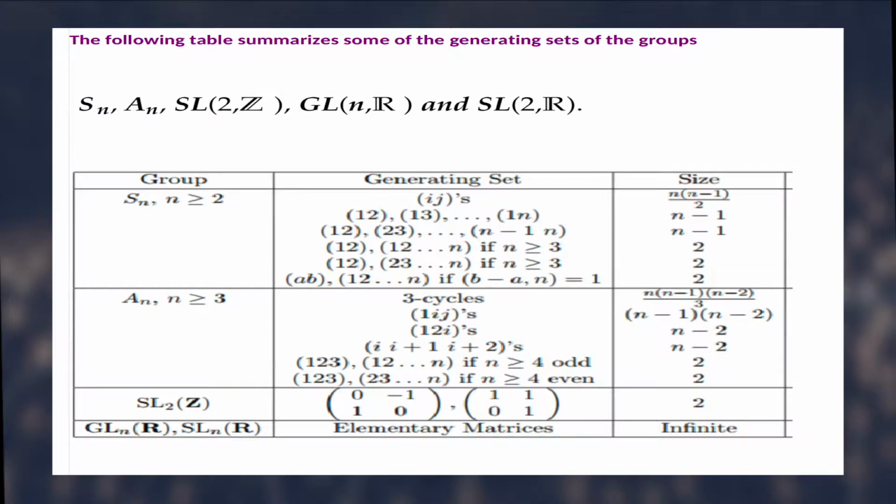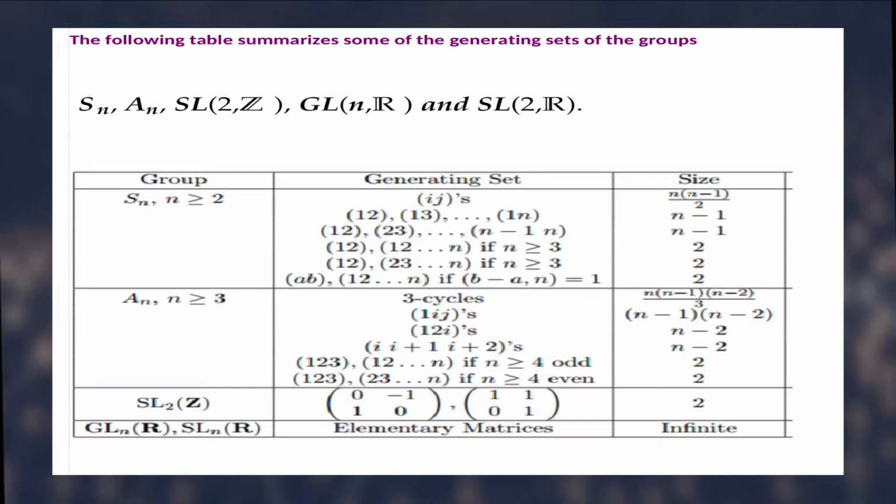The cycle (1 2i), then the size is n minus 2. The cycle (i+1 i+2) as a generating set, then the size is n minus 2. We are seeing the group An, n greater than or equal to 3.